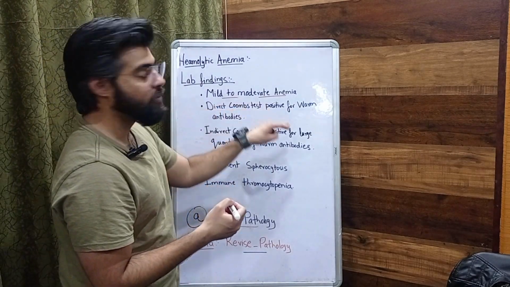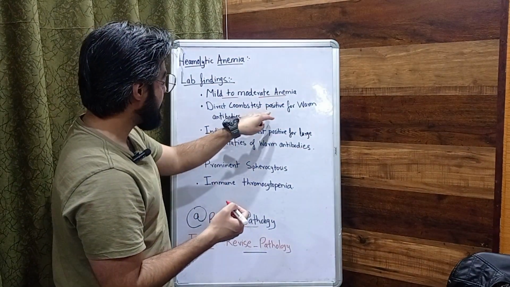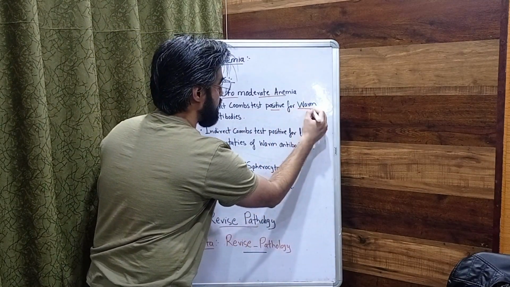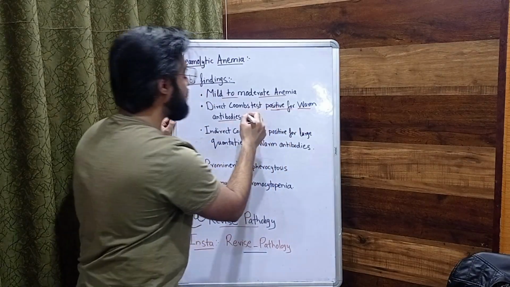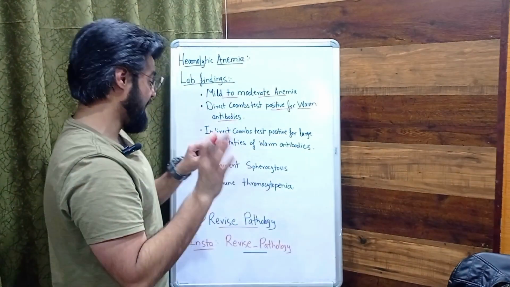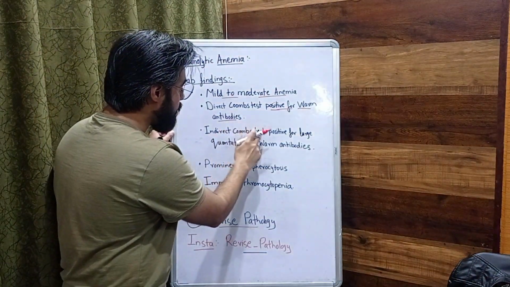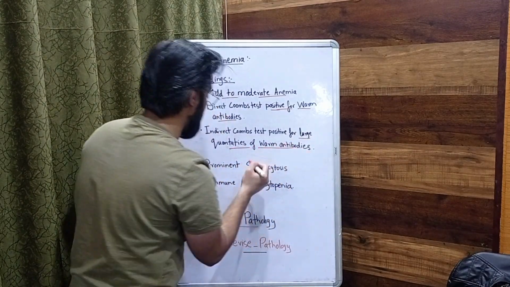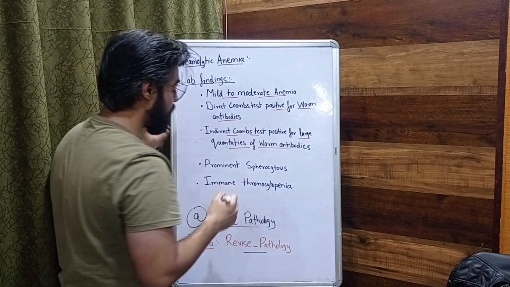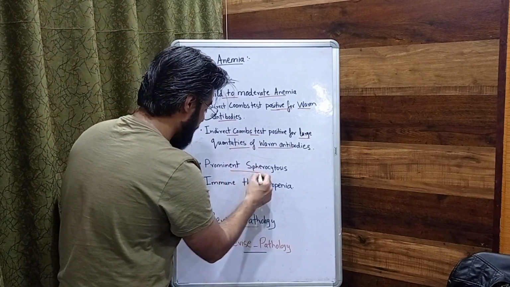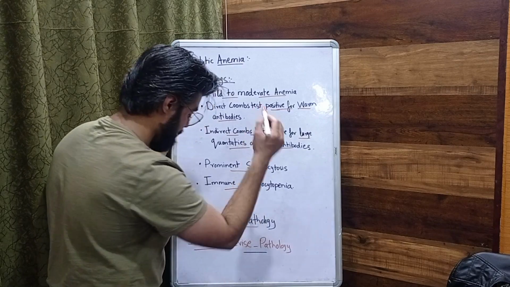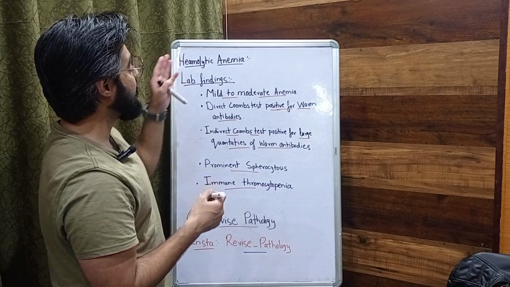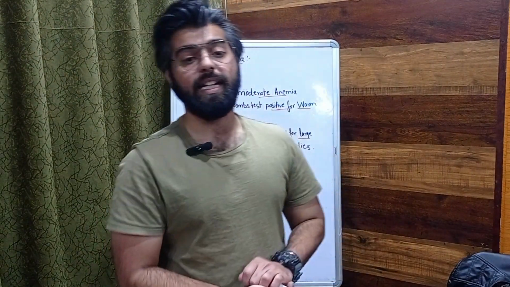Next, in the direct Coombs test, we will find this test positive for warm antibodies. The direct Coombs test is positive for warm antibodies. Next, the indirect Coombs test is also positive for large quantities of antibodies. Next, we will find in them prominent spherocytosis and immunothrombocytopenia. So these are all the lab findings that we will find in a person who is suffering from hemolytic anemia.